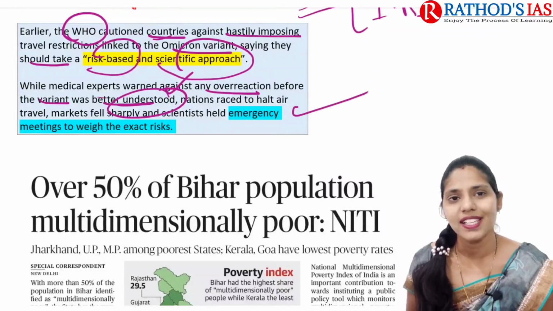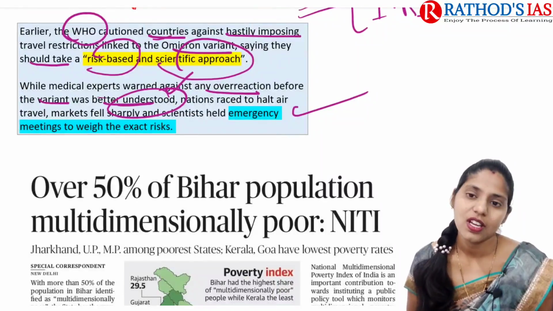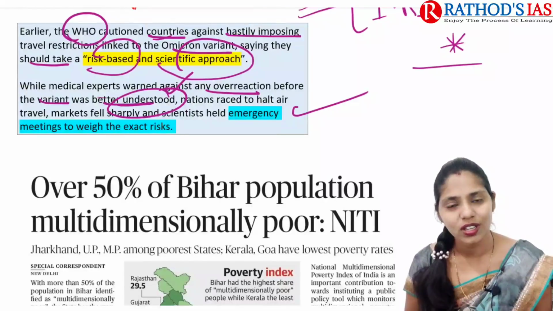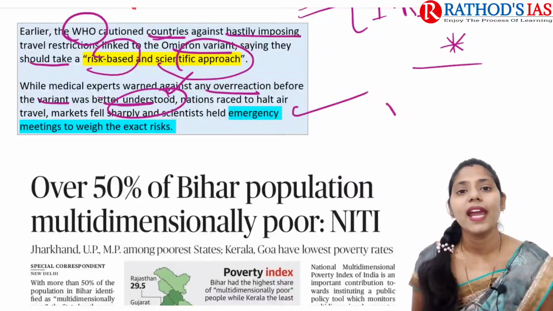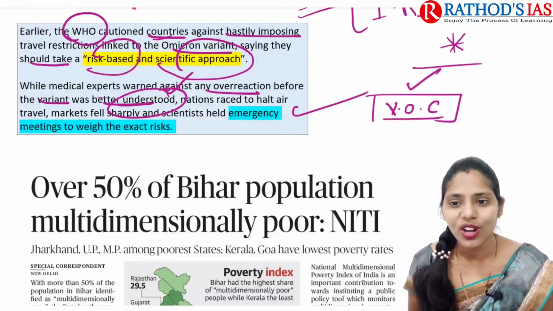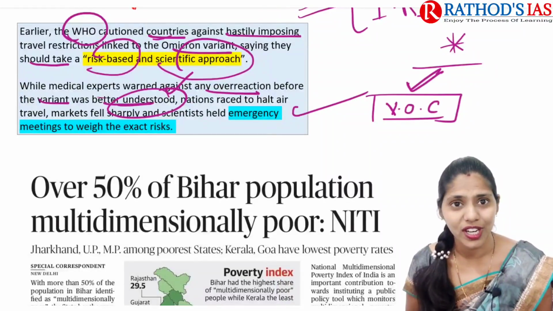So this is a thing which is mainly said even by medical experts. So this is the gist of this topic. Here, what is your homework? Your homework is mainly to see what is this variant of concern. You need to understand the meaning of variant of concern.